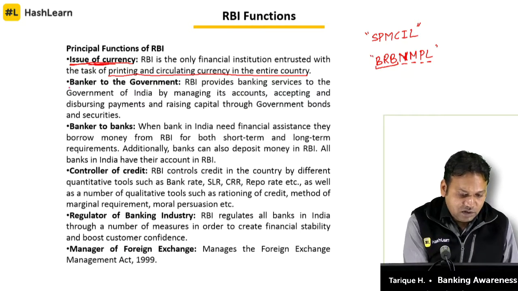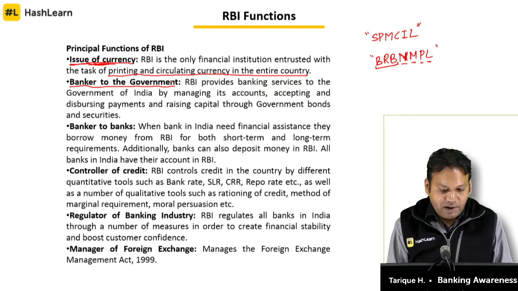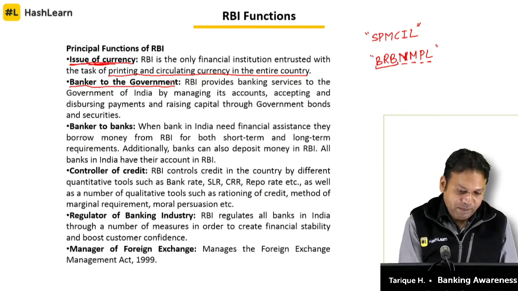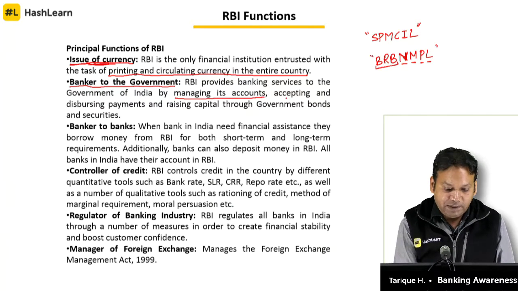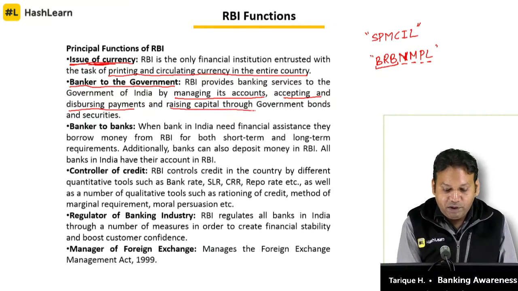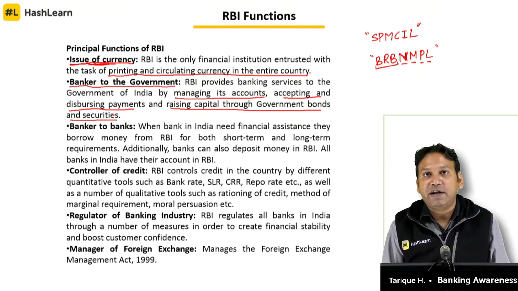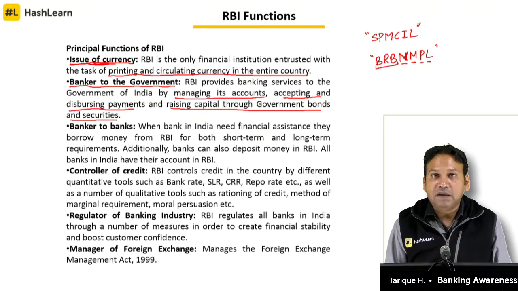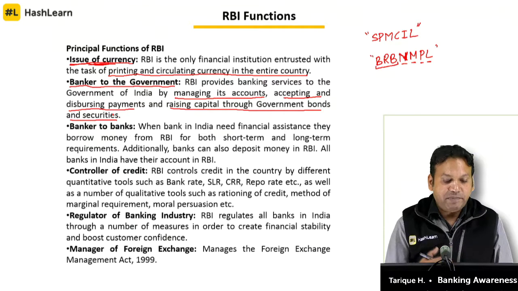Next function of RBI is to be the banker to the government. RBI is a banker to the government. So RBI provides banking services to the government of India by managing its accounts. So RBI is the one who manages accounts for the government, accepting and disbursing payments of the government, raising capital through government bonds and securities. So that is also something that the Reserve Bank of India is authorized to do as a primary seller of government bonds and securities through the open market operations of RBI. The RBI will raise money for the government, clear. So working as a banker to the government.